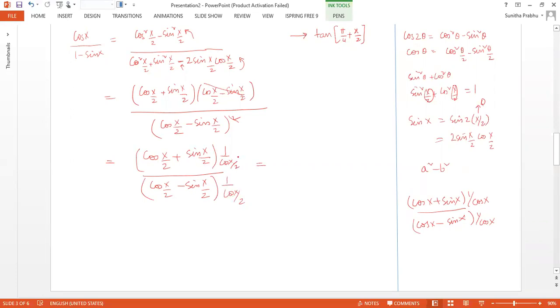Okay, so tell me what will happen then. So it will be 1 plus tan x by 2. Fantastic. And then in the denominator it will be 1 minus tan x by 2. Very good. So next thing you should remember is when you have 1 plus tan x and 1 minus tan x, right?